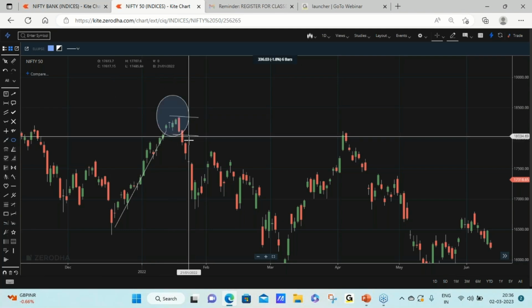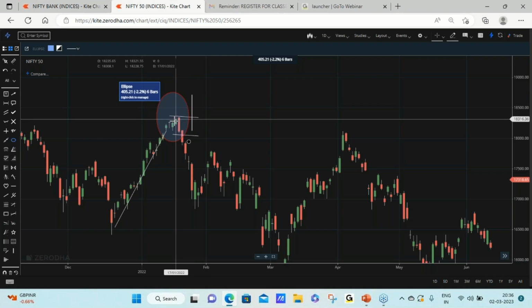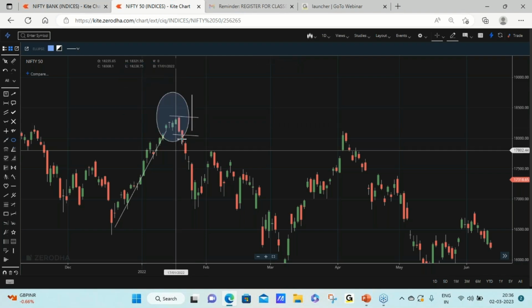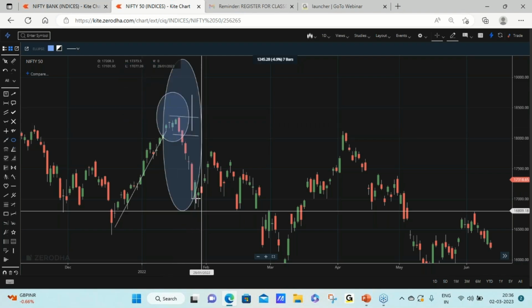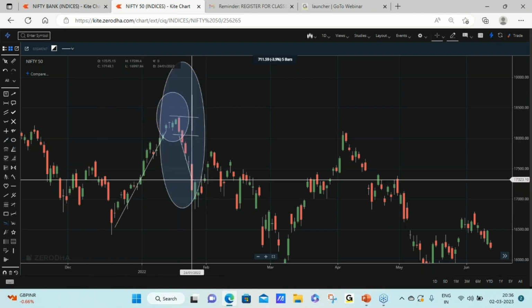How do we know this is the topmost point? Because there's no candle which is breaching the high of this, right? And the small green candle is engulfed on either side by a red candle. Once low is breached, do we have a beautiful fall here? Yes or no?